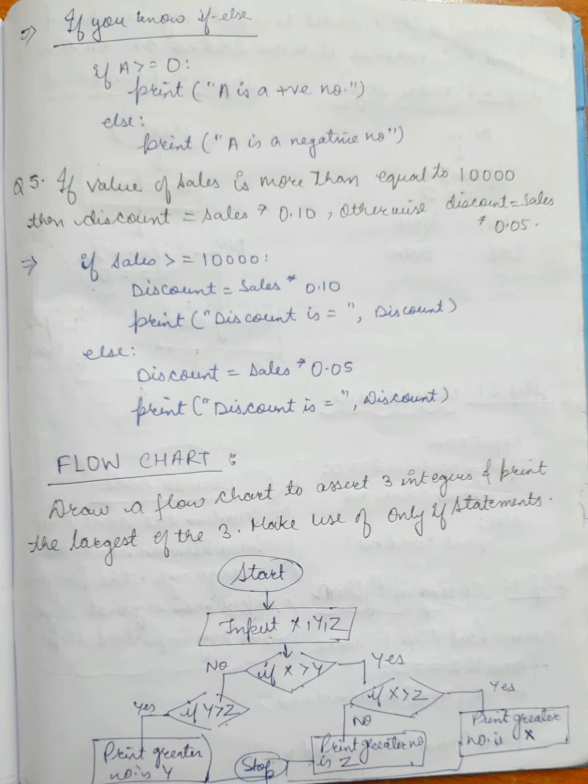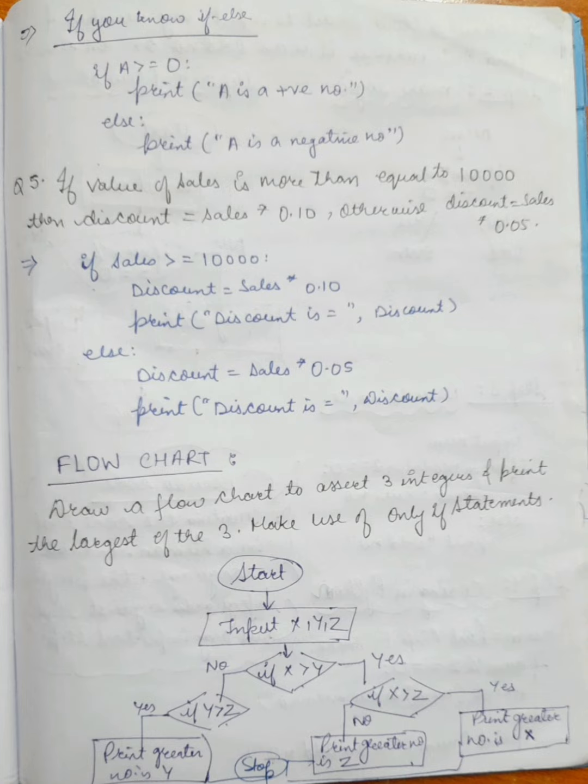Then the second one is a flowchart. Draw a flowchart to accept three integers and print the largest of the three. Make use of only if statements. So here we have to make a flowchart with the use of only if statements. So start, then input x, y, z.